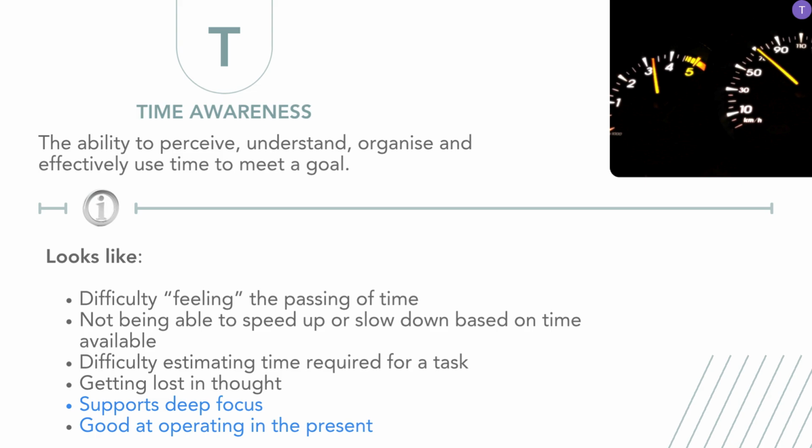And similarly, they might start a task where you're like, "Why are you doing that now? You know that you're going to need to pack up in 5 minutes." And they're like, "Yes, but I can definitely get it finished." But again, it's that not being able to organize time and feel the passing of time and to gauge how much time an activity is going to take. So they also struggle to speed up or slow down based on the time available. They have difficulty estimating the time required for a task.